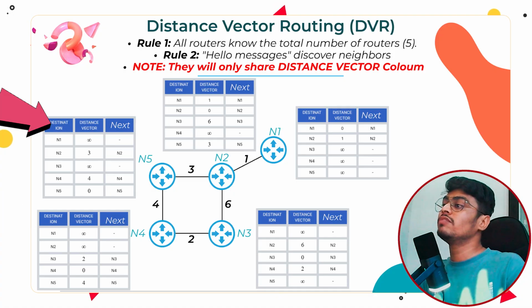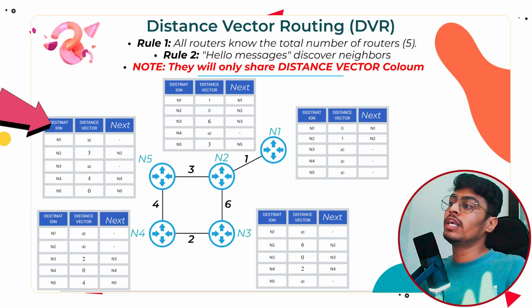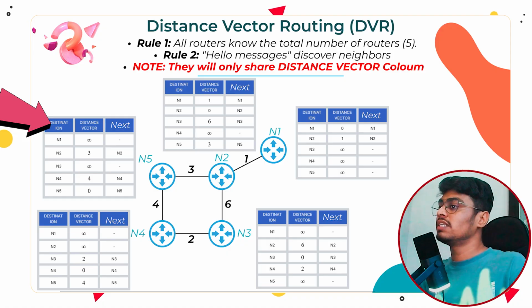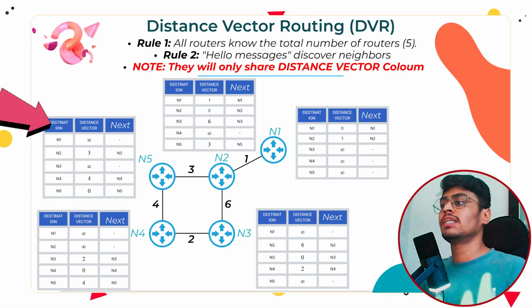For n5's initial routing table, from n5 to n1, distance will be infinite because there is no direct connection, and next hop we don't know. n5 to n2, there is a direct connection, distance will be 3. Next hop we will reach n2. n5 to n3, distance is infinite. n5 to n4, distance is 4. n5 to n5, distance is 0.